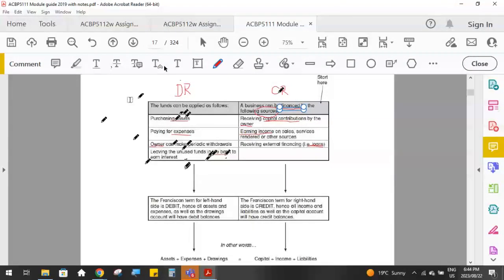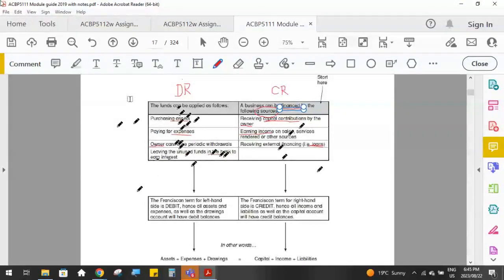These are all the amounts that have credit balances: capital contributions, income, and loans or other forms of liabilities. Very important, basic, you must understand this. And I like this diagram because it's really put in simple terms and makes it easy for you to understand. And it really isn't any more complicated than this.